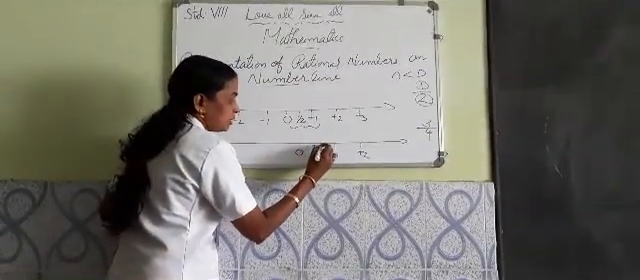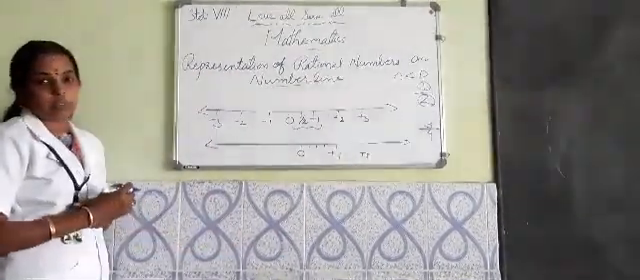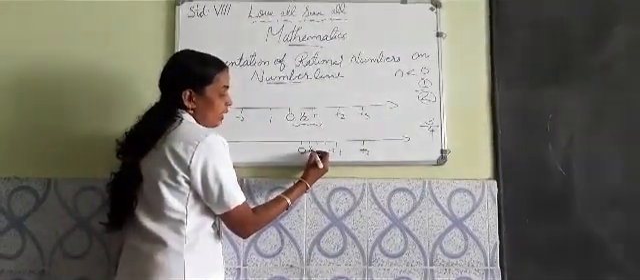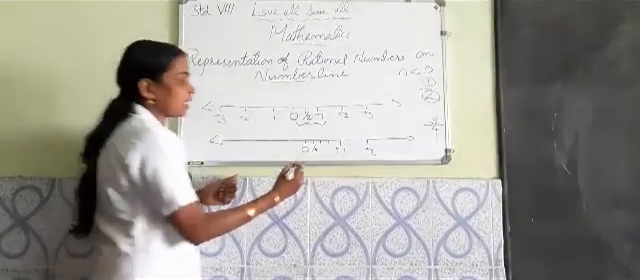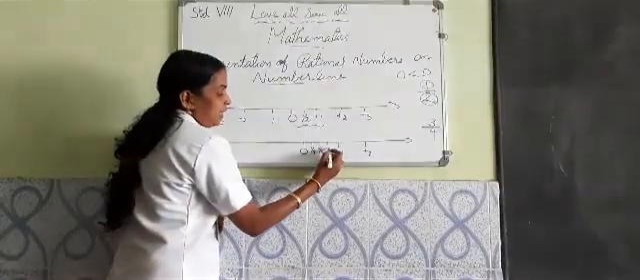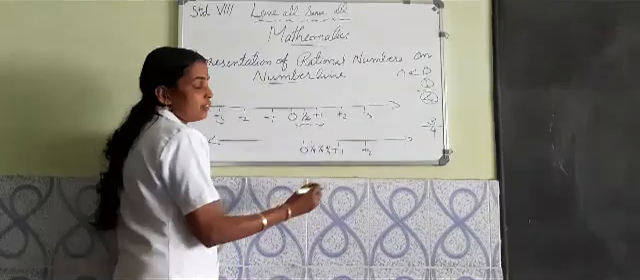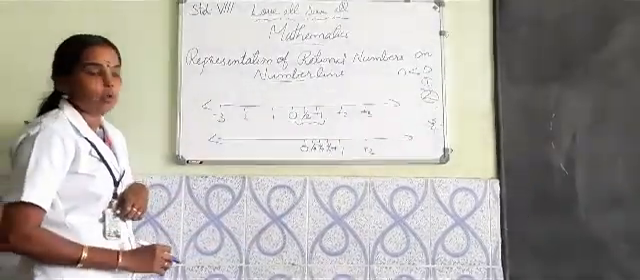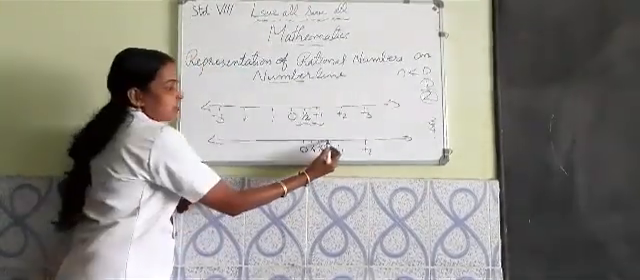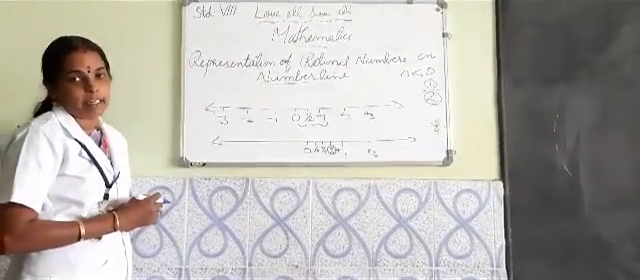1, 2, 3. So from here to here, first part, second part, third part, and last one, fourth part. And from this 0, the first part is 1 by 4, second part is 2 by 4, and third part is 3 by 4. And the fourth part is 4 by 4, which is equal to 1. And we need this 3 by 4, so this marked point represents 3 by 4 on this number line.